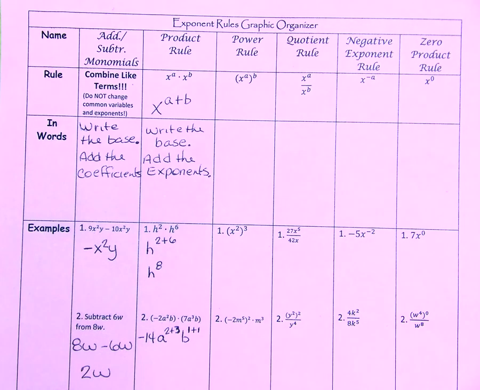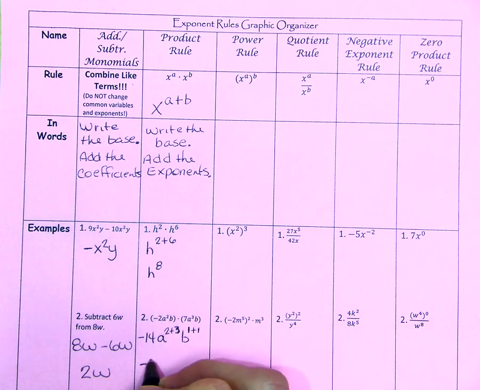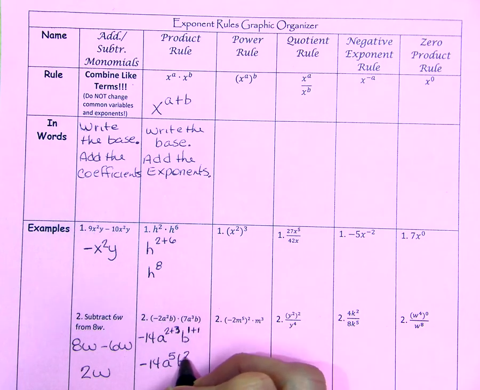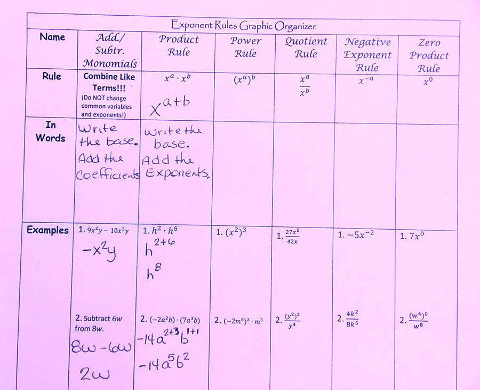Anytime you do not see an exponent, that exponent is a 1. Now we simplify. We have negative 14. A to the 2 plus 3 is a to the 5th. B to the 1 plus 1 is b to the second power, also called b squared. So anytime you multiply something times itself, you're squaring it.